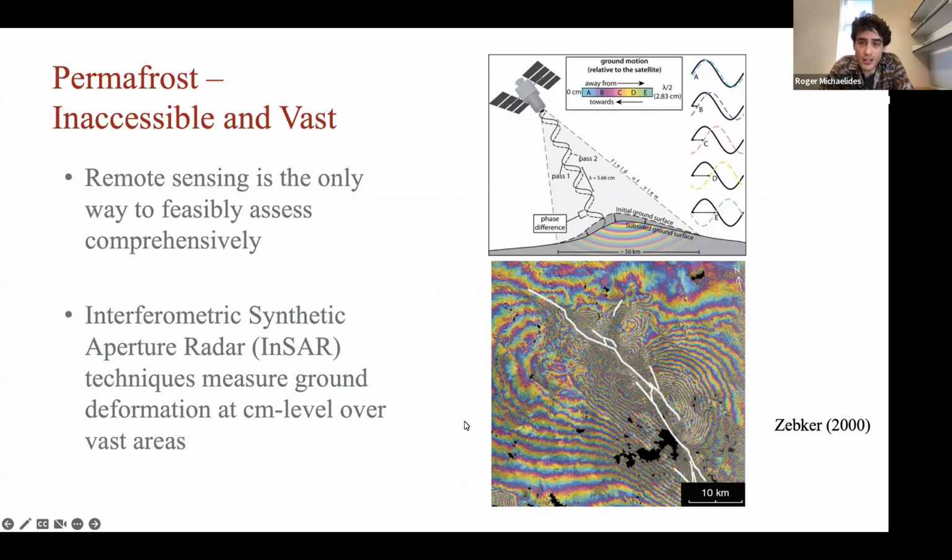At the bottom here is one of the canonical images used in the InSAR community. This is from the 1993 Landers earthquake in California. This was the event that put InSAR on the map, so to speak, in terms of its potential as a geophysical technique.